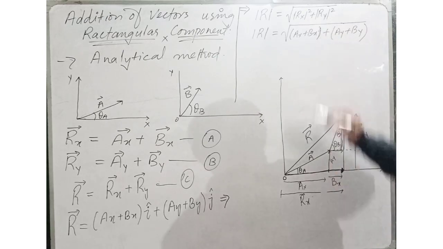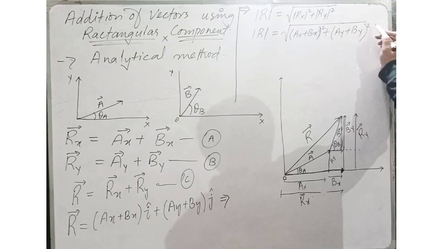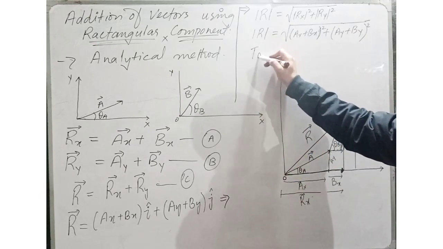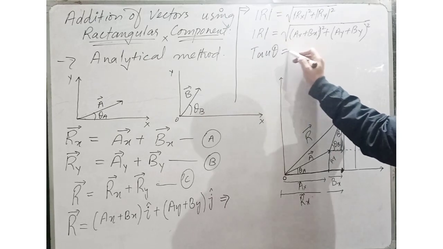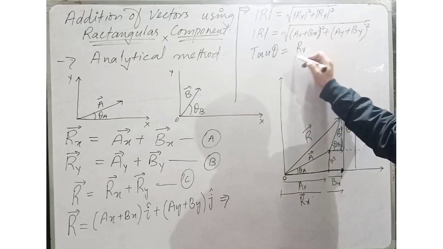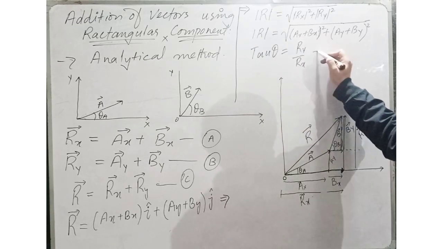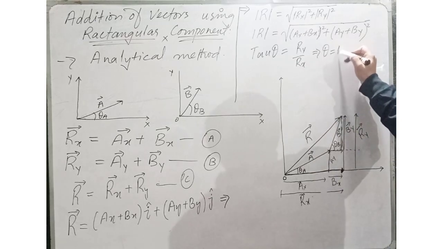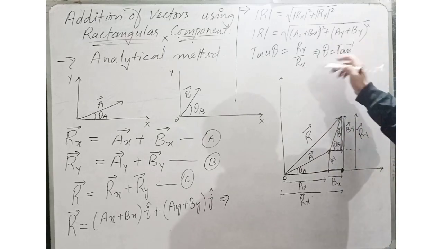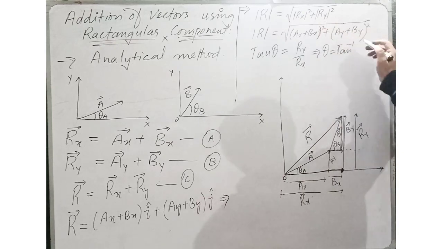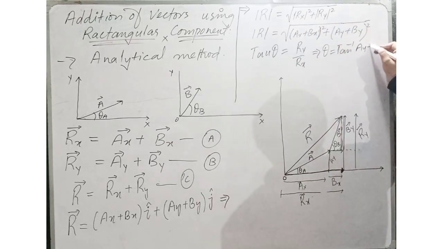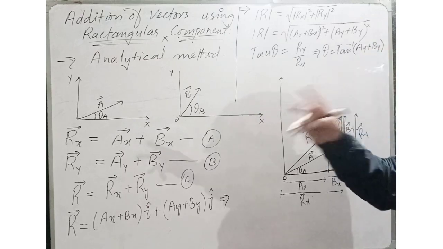Okay, now here we have to write the square. Okay, now what about direction? So for direction we use tangent theta, and that would be equal to Ry divided by Rx, and thus theta would be equal to tangent inverse of Ry over Rx, which is Ay plus By over Ax plus Bx. This is for two vectors in two dimensions.